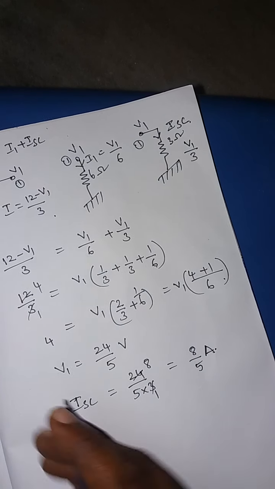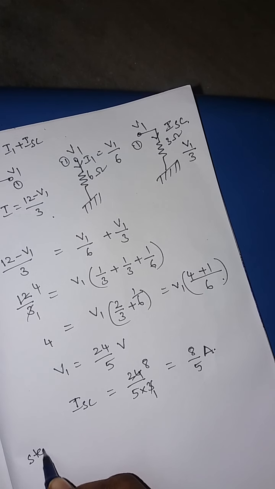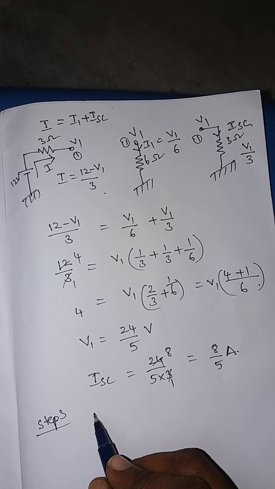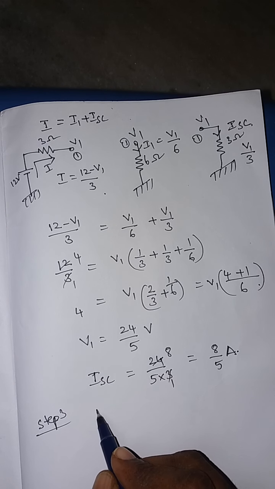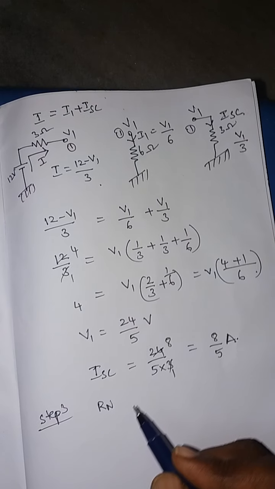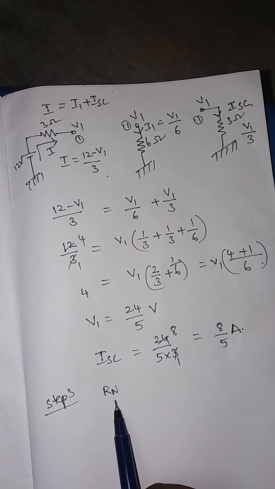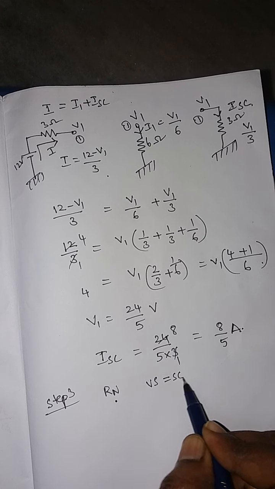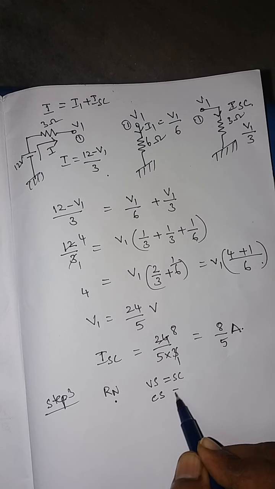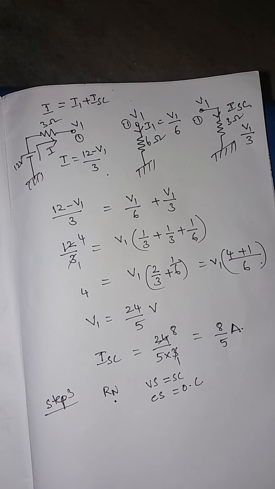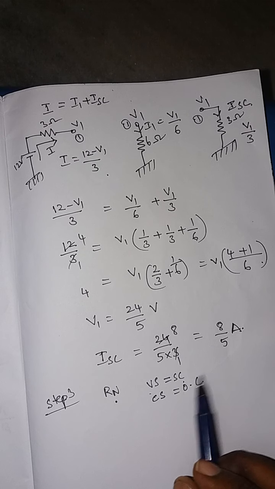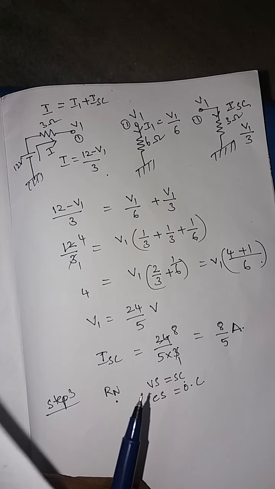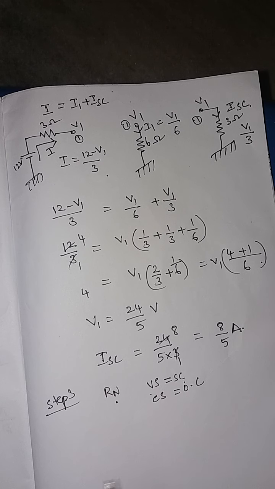And next, third step, step 3. You need to find out Norton's equivalent resistance, that is RN. While you are finding RN, the voltage source must be short circuit and the current source must be open circuit. Voltage source short circuit and current source open circuit.